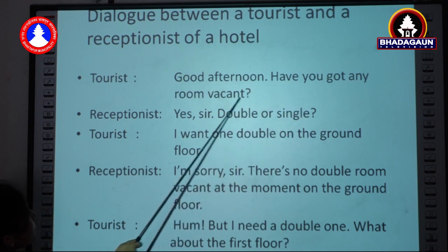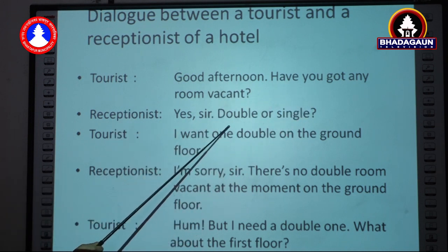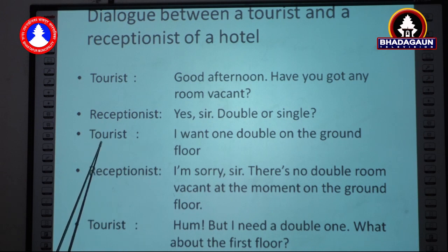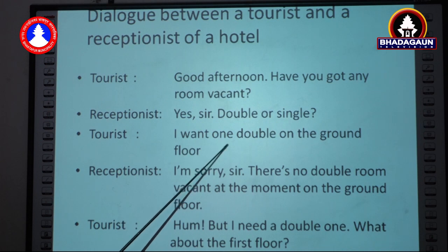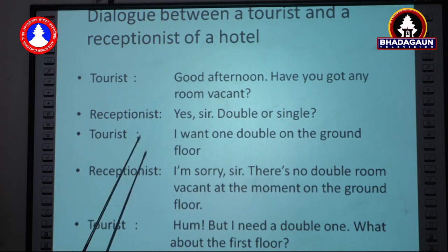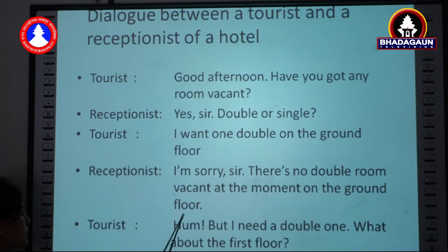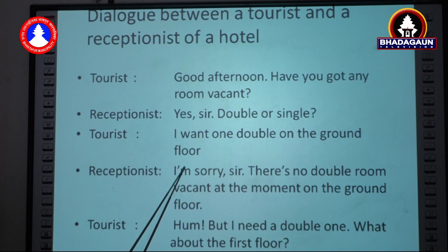Have you got any room vacant? Yes sir. Double or single? Tourist says, same line. I want one double on the ground floor. And receptionist doesn't have any room in the ground floor. So instead of saying no, we don't have any room vacant, she says, I'm sorry sir, there is no double room vacant at the moment on the ground floor.